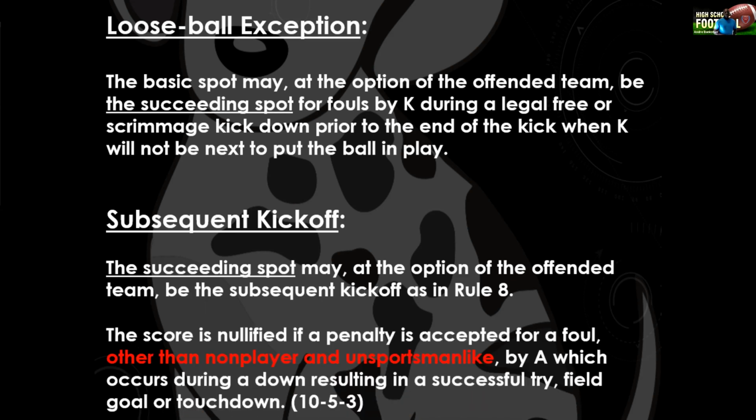The score is nullified if a penalty is accepted for a foul other than non-player unsportsmanlike by A, which occurs during an accessible try, field goal, or touchdown. So in other words, A scores and there's a foul other than on non-player. Remember, non-player unsportsmanlike does not affect the play, right? It's as though a foul has not occurred because it's a succeeding spot foul.